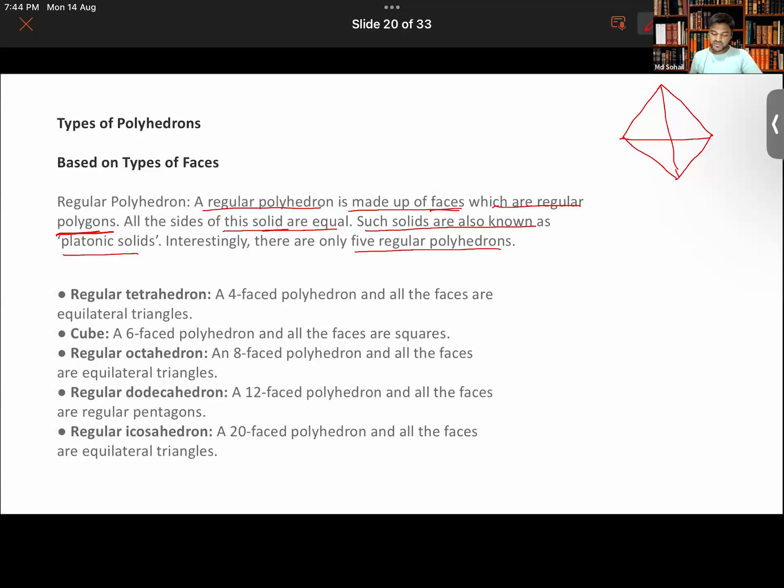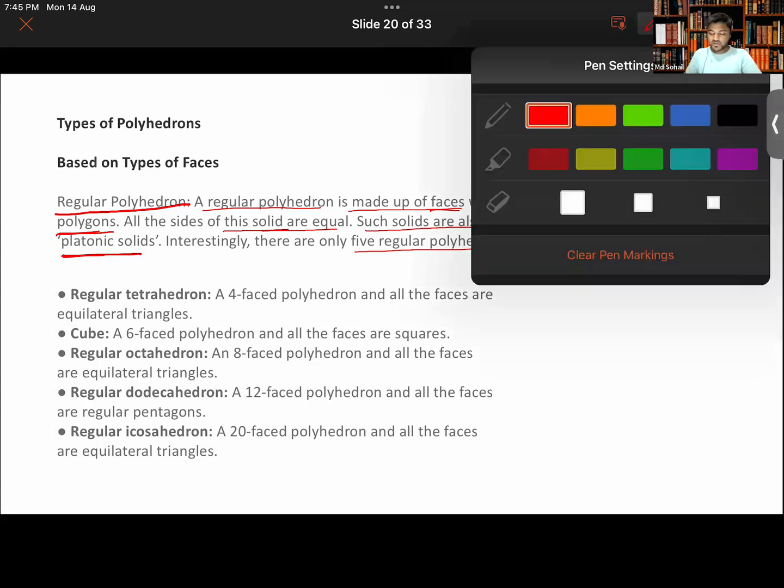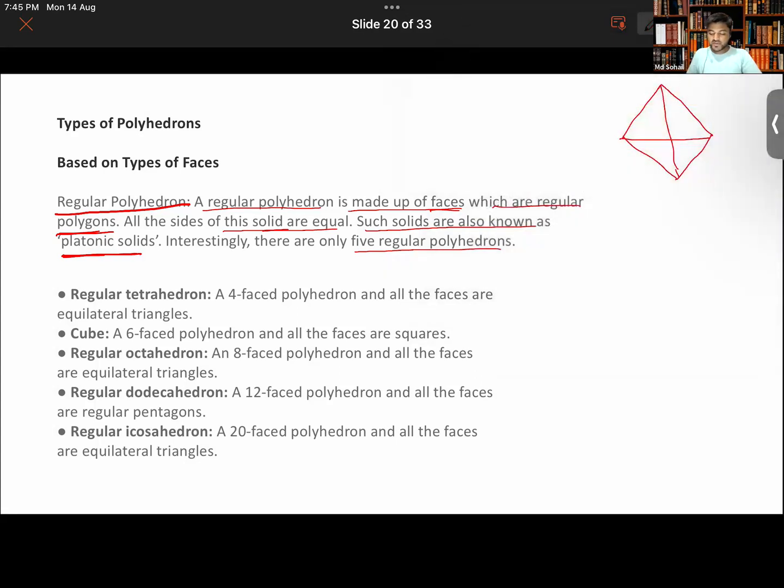Such solids are known as platonic solids as well. No need to remember this term. Just remember them to be regular polyhedrons in which the faces are regular polygons and all the sides are equal. Such solids are known as platonic solids as well. There are only 5 of them.